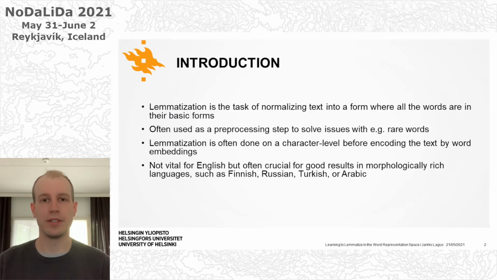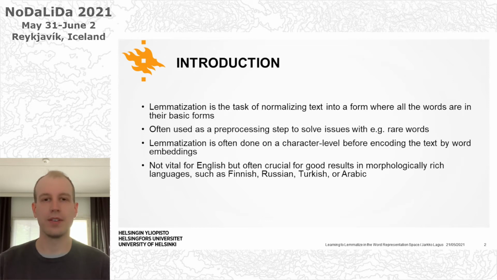Lemmatization is the task of text normalization, where we normalize each word of the document into the same basic form. This is often done as a pre-processing step to get better results and gain some performance gains on subsequent tasks. And it's often done in a character-level way, so that you edit the words themselves using some kind of morphological analyzer that tells you what would be the basic forms of this word.